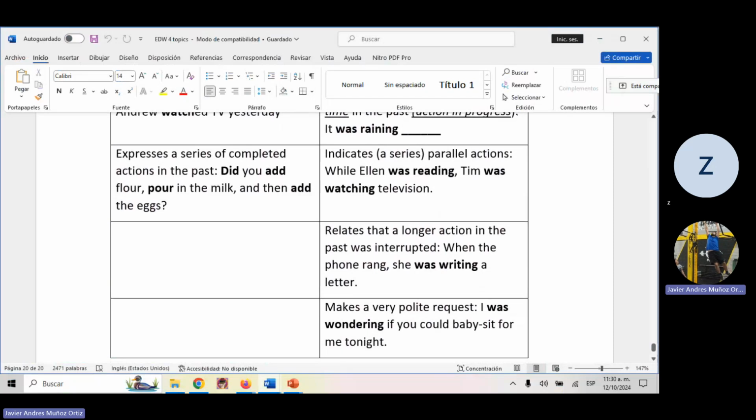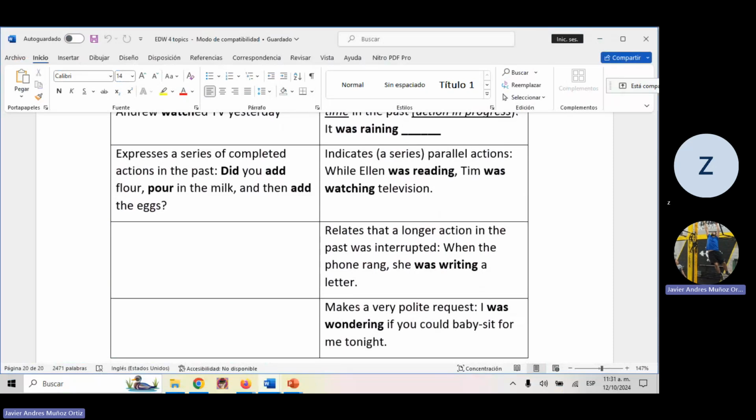Third parallel. Past simple expresses a series of completed actions in the past. So once one activity finishes, another one starts. When the second activity finishes, the third one starts, and so on. Everything in the past, right? An activity finished 1 hour ago, and the second activity started as soon as activity number one ended. So then the second, the third, the fourth, the fifth, everything in the past.